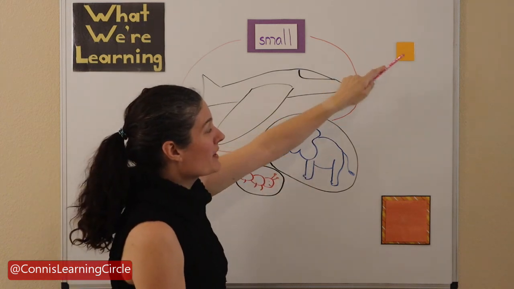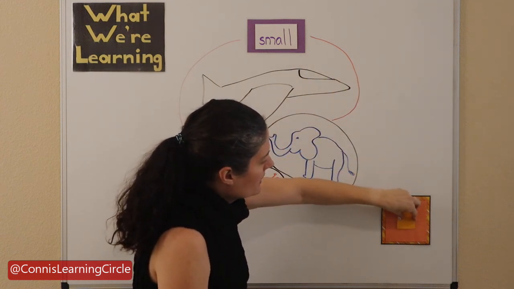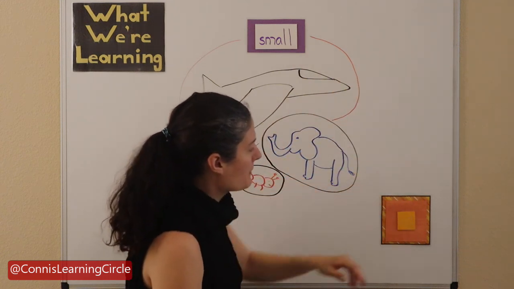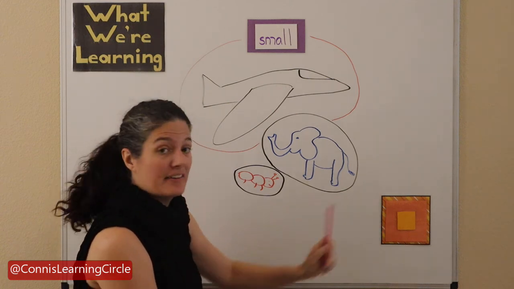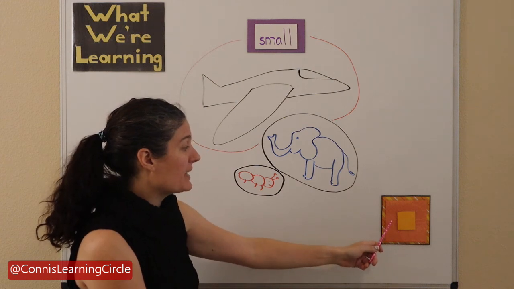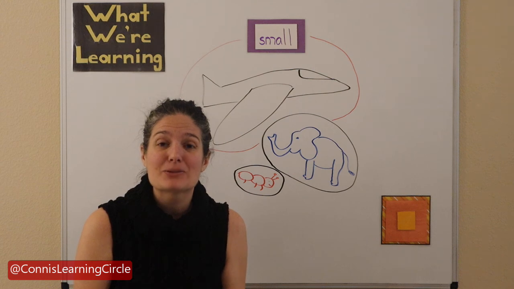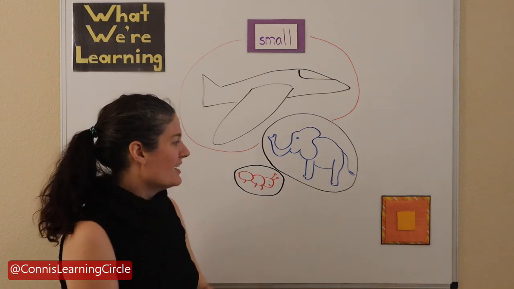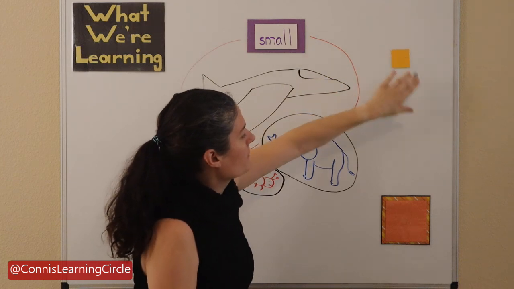We still have a square up here, and look at this. When we take this one and compare it by putting it on top of the other two, I can still see the other square behind it. That means it's taking up less space than this square. That means it is our smallest square. Very good. You helped me find our smallest square.